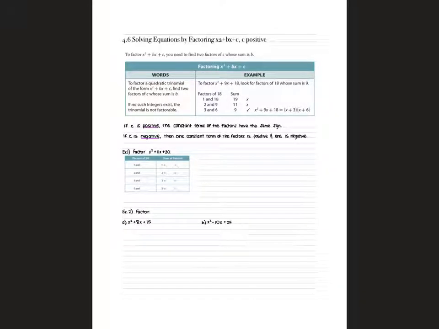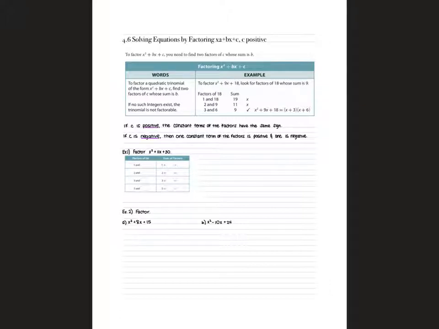For 6, solving equations by factoring when we have ax squared plus bx plus c when c is positive. So when we are doing these, we're factoring. We want to look at the c. Sometimes if the c is positive, sometimes it's going to be negative. When it's positive, the constant terms of the factors have the same signs. When it's negative, those signs are going to be different.